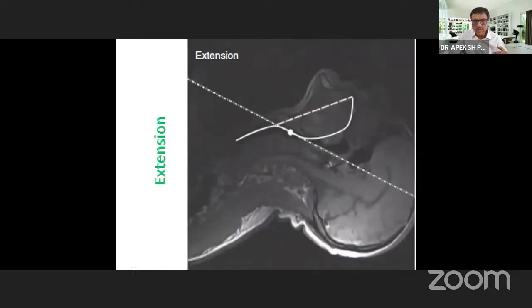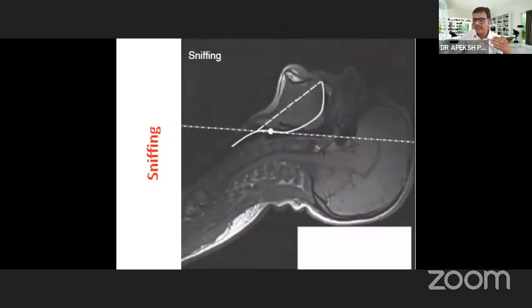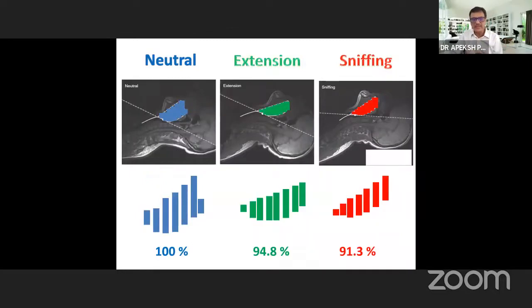If you change from neutral to extension, because of stretching of the submandibular tissue, the area reduces. If you further change from extension to sniffing, it further reduces. As per this publication, if you change the position from neutral to sniffing position, there will be a 10% reduction in the submandibular tissue area. So if there is a 10% reduction, less force is required in sniffing position compared to neutral position.